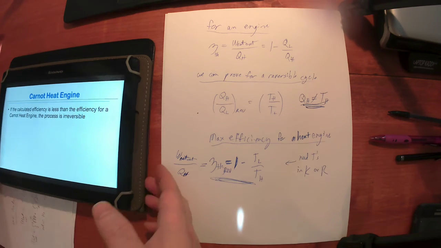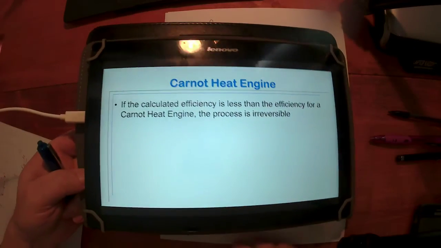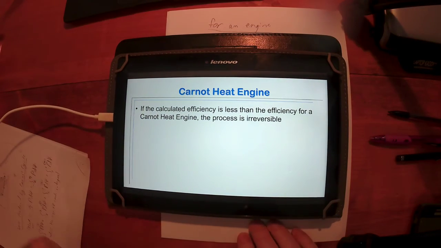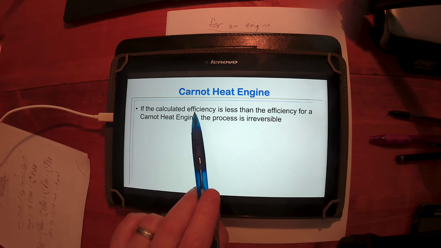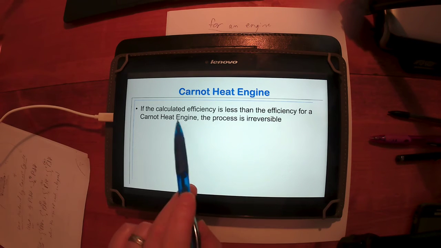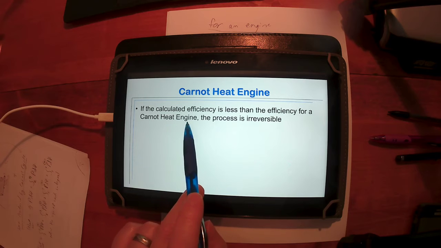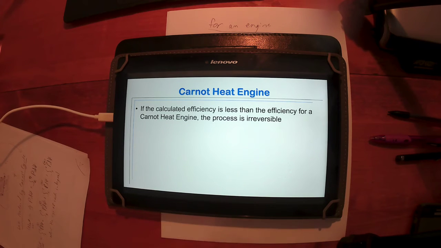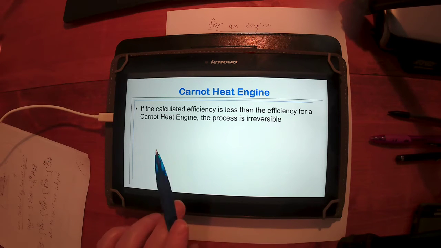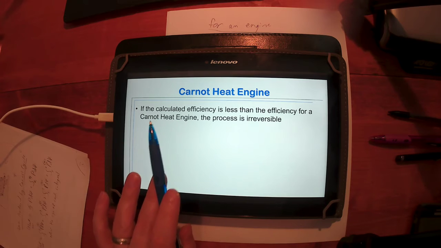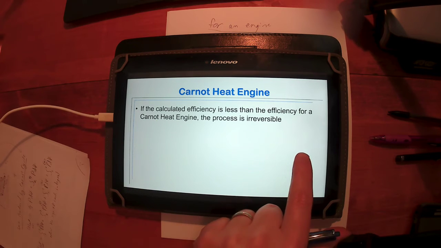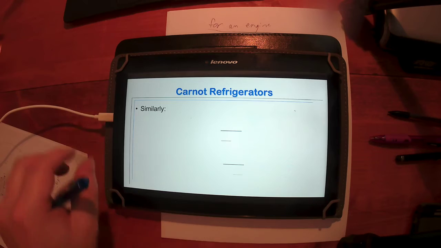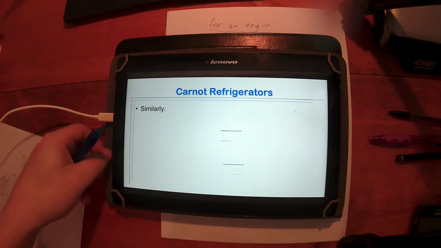So, if we calculate an efficiency for a cycle, an engine or a refrigerator, let's stick with an engine, and the calculated efficiency is less than the efficiency of a Carnot or any other reversible heat engine, that simply tells us the process is irreversible. Possible, but irreversible. It's impossible for a process to be more efficient than the Carnot or other reversible device. Okay? So, you know what I'm saying here?